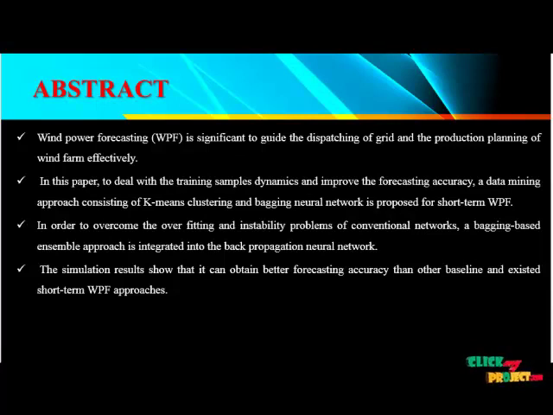Wind power forecasting is significant to guide the dispatching of the grid and the production planning of the wind farm effectively. The intermittency and volatility of wind, leading to diversity of the training samples, have a major impact on the forecasting accuracy. So in this paper, to deal with the dynamic training samples and to improve the forecasting accuracy, a data mining approach consisting of k-means clustering and bagging neural networks is proposed for short-term wind power forecasting.